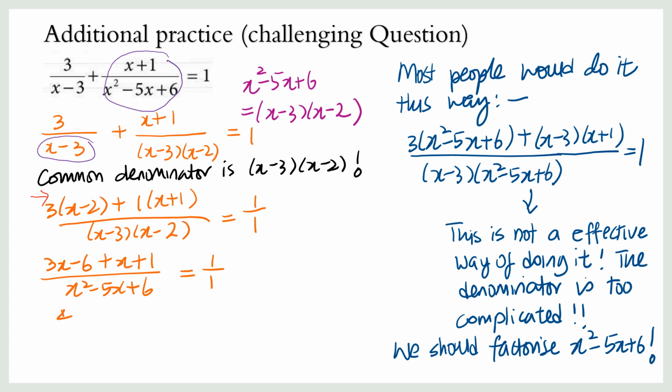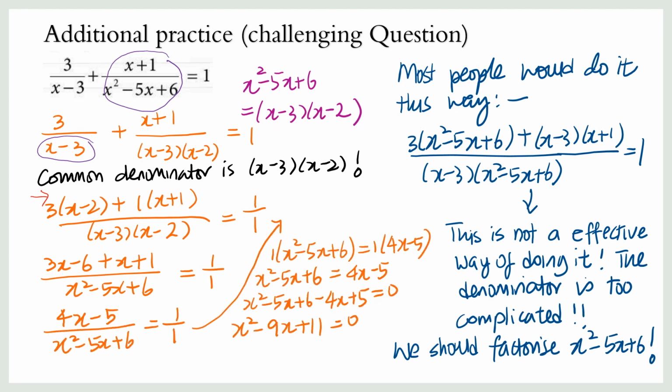Alright, and then we're going to simplify. Again, simplify the numerator, simplify the denominator. Right, and then do a cross multiply, which we have already done several times. Alright, and then express it as a quadratic equation. And we'll continue in the next slide.